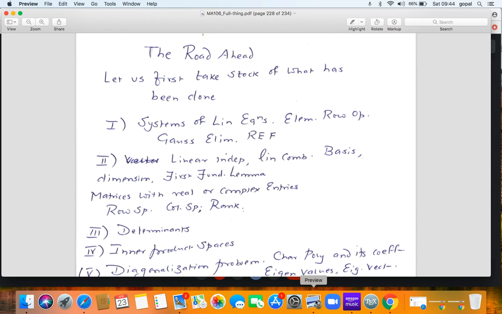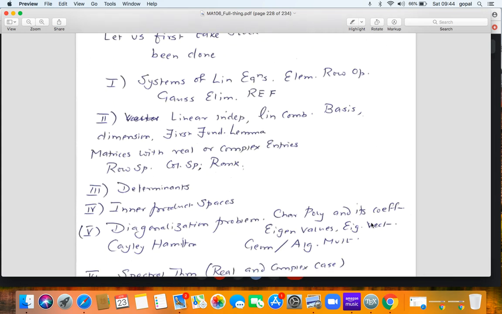So first, let us take stock of what has been done. We discussed systems of linear equations, elementary row operations, Gauss elimination, and row echelon form. The first chapter was solving linear systems of equations because that is the easiest thing to do, and we're going from known to the unknown. Then we needed certain basic concepts: linear independence, linear combinations, basis, dimension, rank, first fundamental lemma, row space, column space, etc.